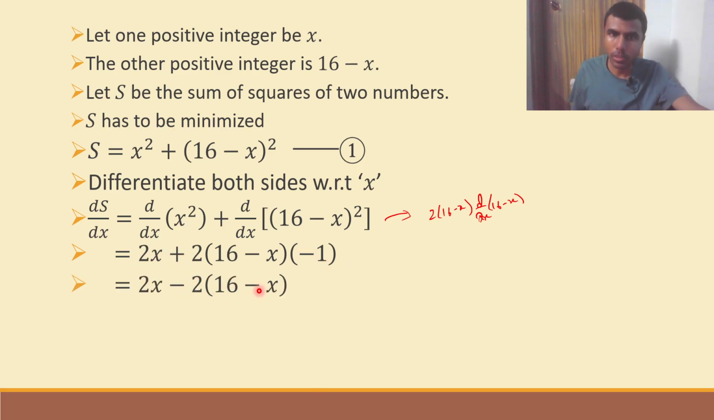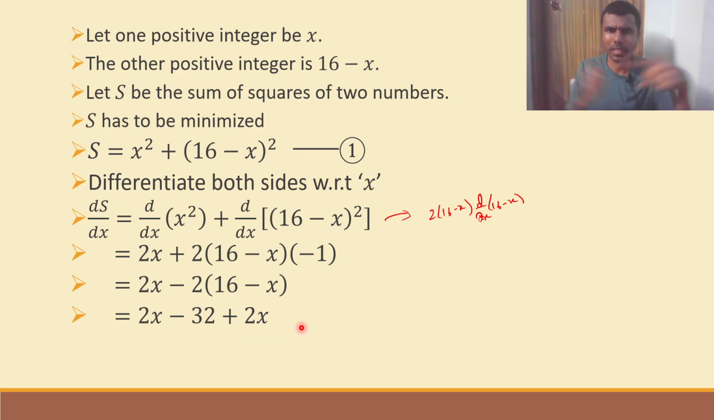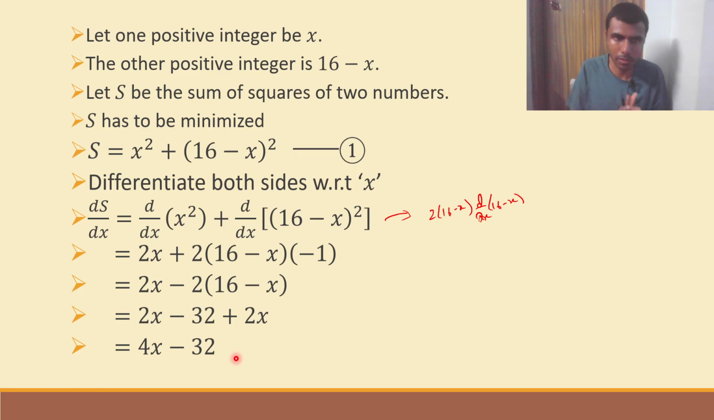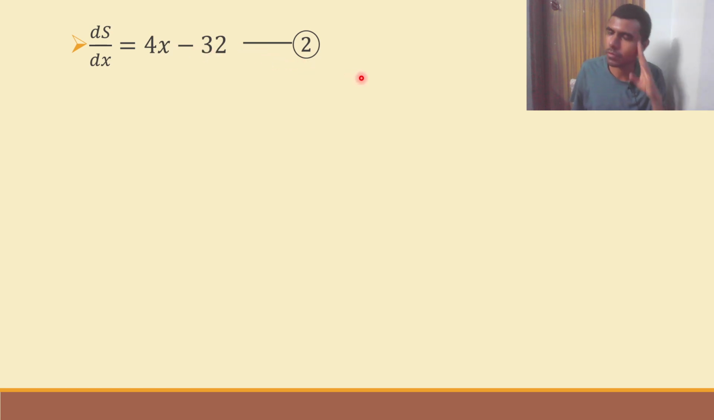So 2x minus 2 into 16 minus x. So minus 2 into 16 is minus 32. Minus 2 into minus x is plus 2x. So 2x minus 32 plus 2x. 2x plus 2x is 4x. So 4x minus 32. ds by dx is 4x minus 32. Fine. So basically our ds by dx is 4x minus 32. Mark it as equation 2.